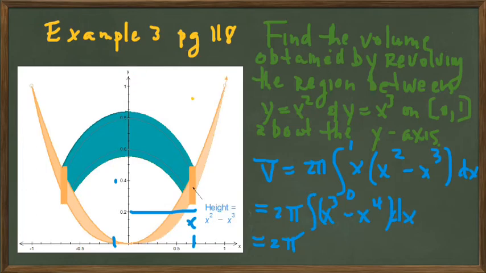So we distribute the x, so we're integrating x cubed minus x to the fourth, which gives us x to the fourth over 4, minus x to the fifth over 5, evaluated between 0 and 1, so 2 pi times a fourth minus a fifth, which gives us pi over 10. And you see the additional computational details in the text on page 109.